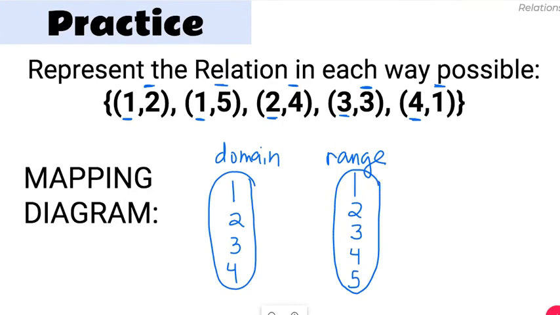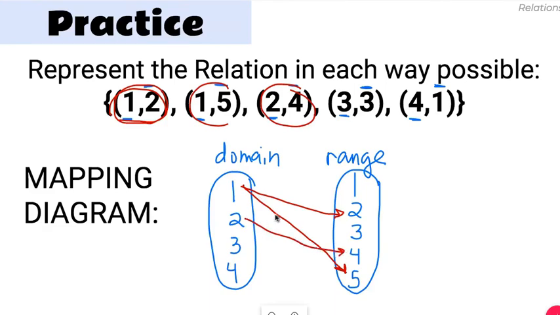And then now we map them to each other. So if I look at my first ordered pair, 1 matches with 2. So where my domain is 1 matches the range of 2. Then I have 1, 5. So 1 is also going to arrow down to 5. Then I have 2, 4. It's kind of like a matching activity. 3, 3. And 4, 1.